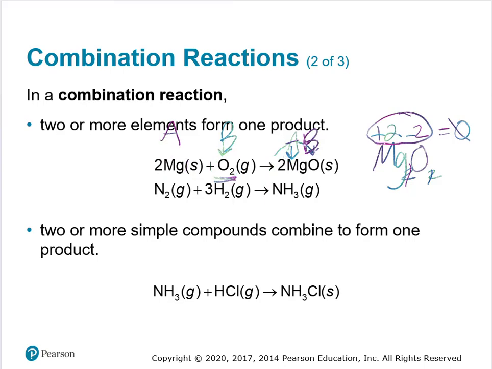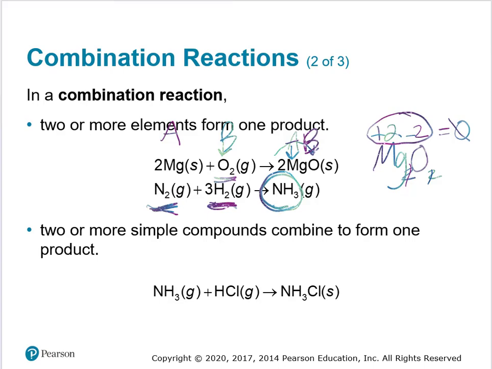The second example we have is nitrogen plus hydrogen to give me NH3, or ammonia. Again, nitrogen and hydrogen, when they are by themselves, are also diatomic, but when they are together in a compound, we have NH3, and then we need to balance it.